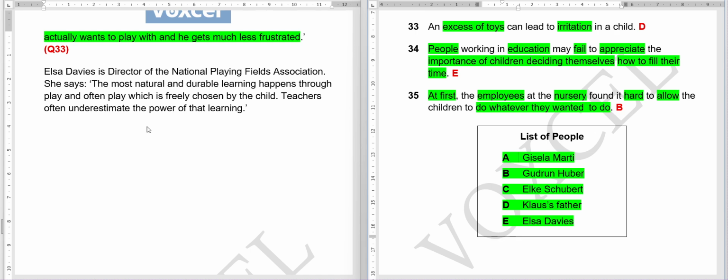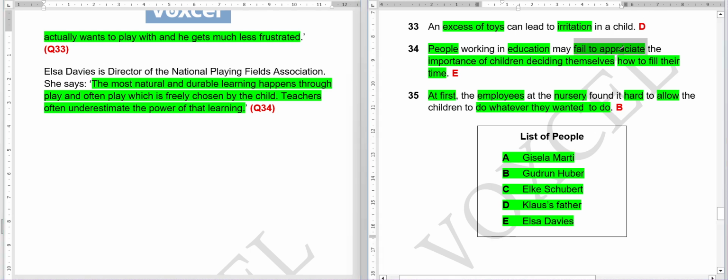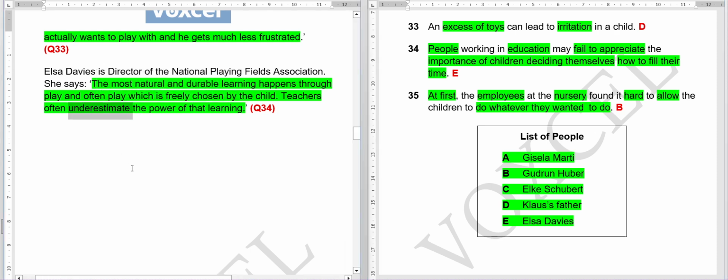Okay, time's up. So obviously this is our location. Let me just write the question first. This is 2, 3, 4. So here they said fail to appreciate. So if you are failing to appreciate, that just means you are underestimating the power of something. If you underestimate something or someone, you are not appreciating their qualities or their talent to the full extent. Clear? So chosen by the child, deciding themselves. Children deciding themselves, play chosen by the child. Clear? I hope you understood everything.